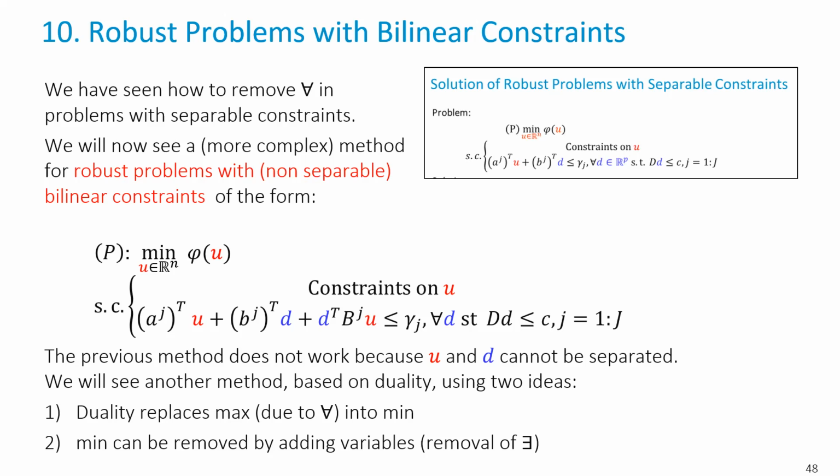We have seen how to remove quantifiers in problems with separable constraints. Separable constraints mean we have constraints of the form a term in U, the control variables, and a term in the disturbance variables D. But very often we also find joint terms. If things are linear in U and D, a joint term can be put in this form: for every constraint j, there is a matrix B that multiplies D on the left and U on the right. So it's linear in U and linear in D, but globally it's not linear, it's bilinear, quadratic globally if you take both D and U.